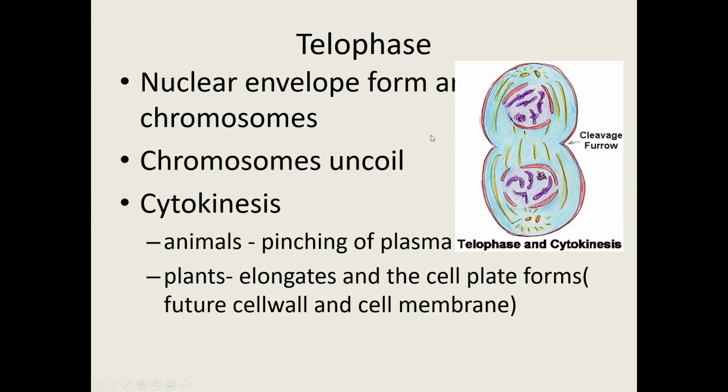And then finally, in telophase, the nuclear envelopes reform around the chromosomes, and the chromosomes begin to reform into just how DNA forms normally. And then the last part is cytokinesis. That's when, in animal cells, the plasma membrane pinches and forms these two new cells, so they kind of squeeze off. In plants, there's an elongation, and then the cell plate has to form in between the new cells, so the cell doesn't kind of spill apart.